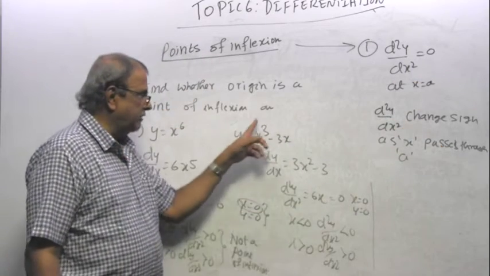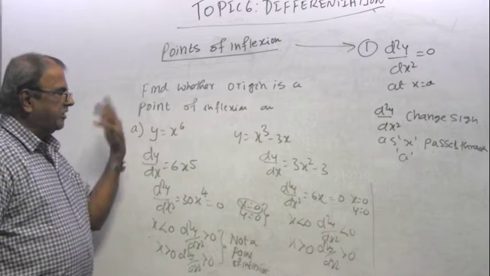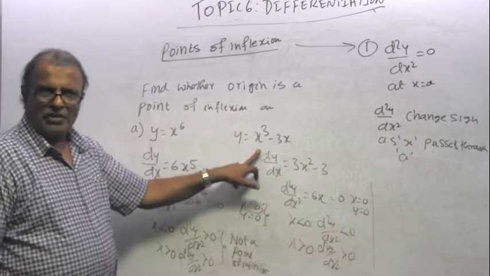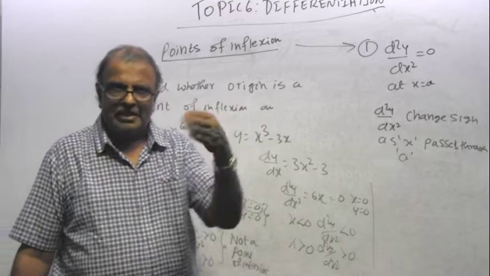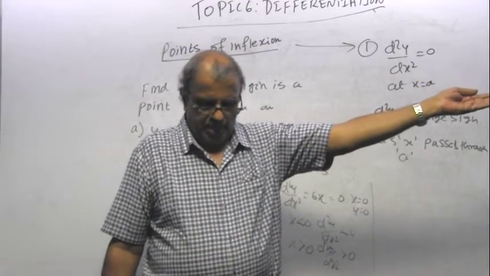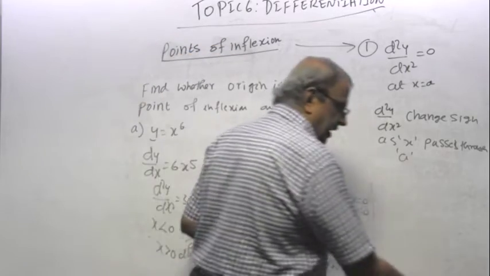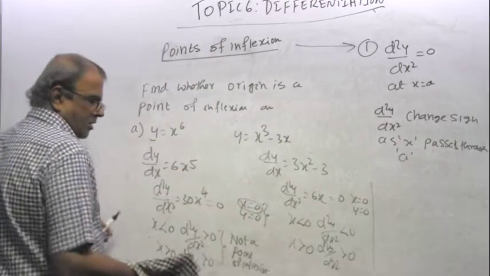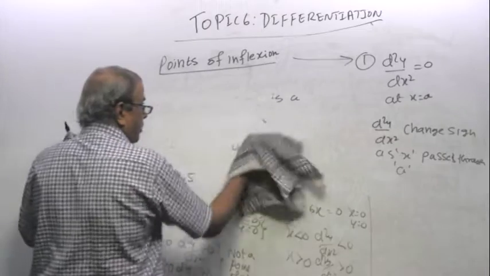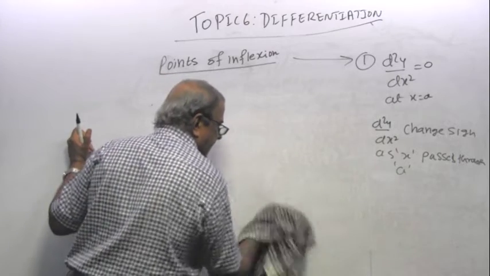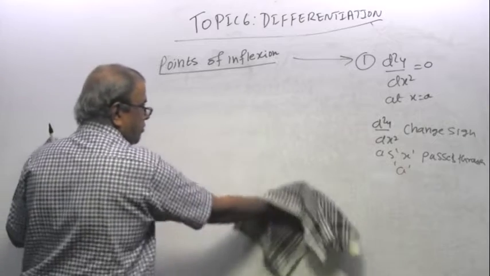So 0, 0 is a point of inflection on that curve, whereas 0, 0 is not a point of inflection on that curve. Incidentally, that's an odd function, that's an even function. So there is a possibility that an odd function will have a point of inflection, generally speaking, but that's not a rule, as you will see in the next question. Is that clear so far? Understood the definition of a point of inflection? A point of inflection is where the tangent at the point of contact crosses the curve.